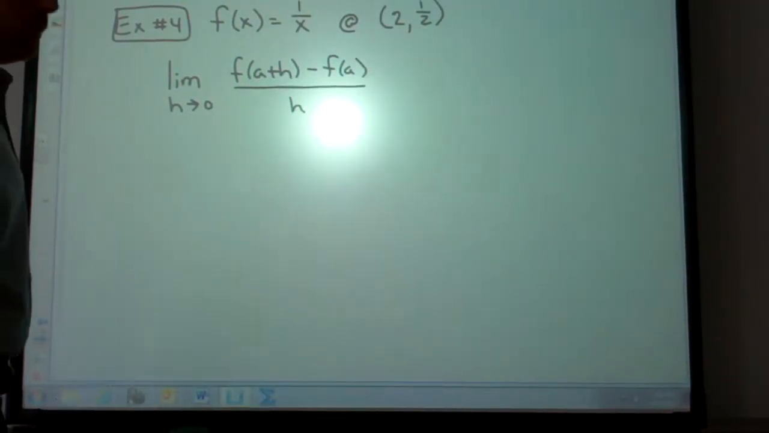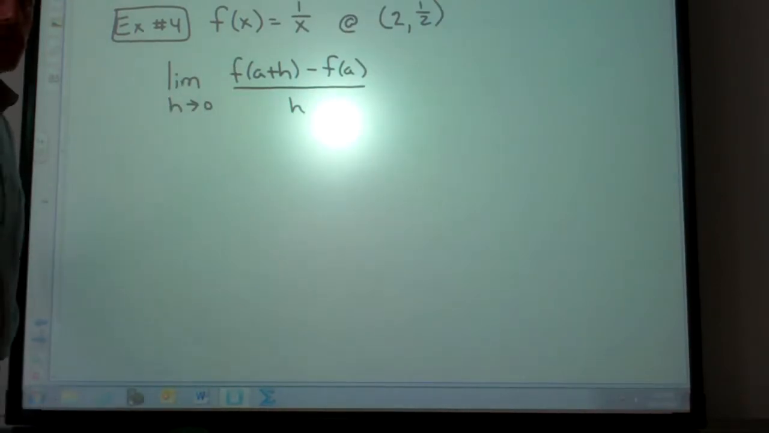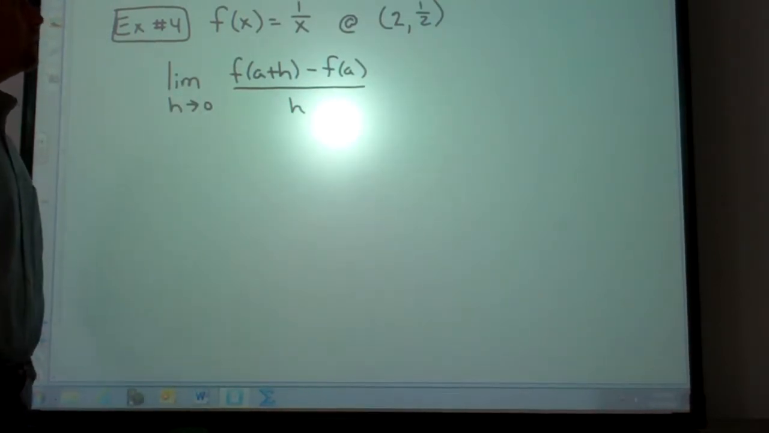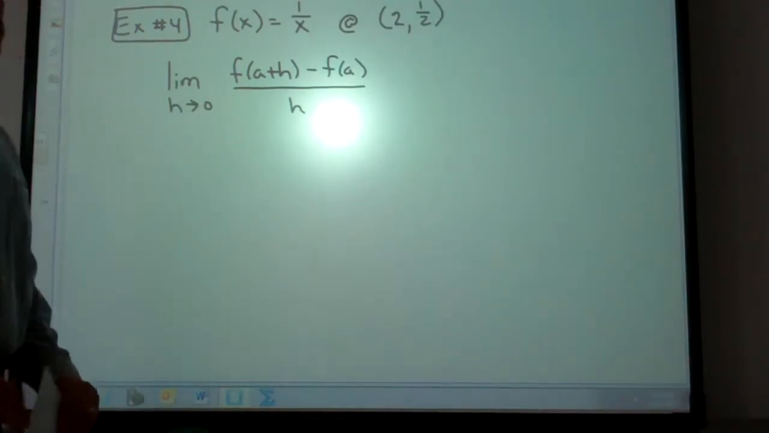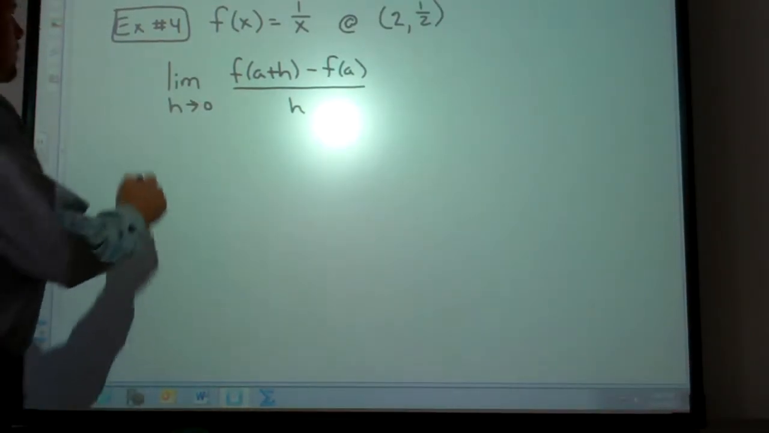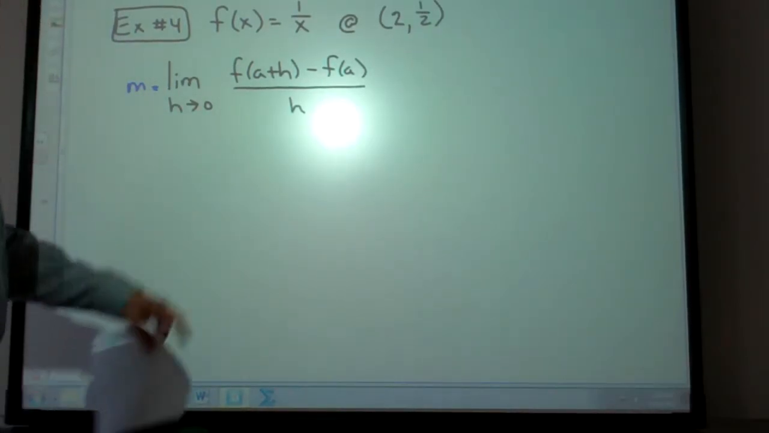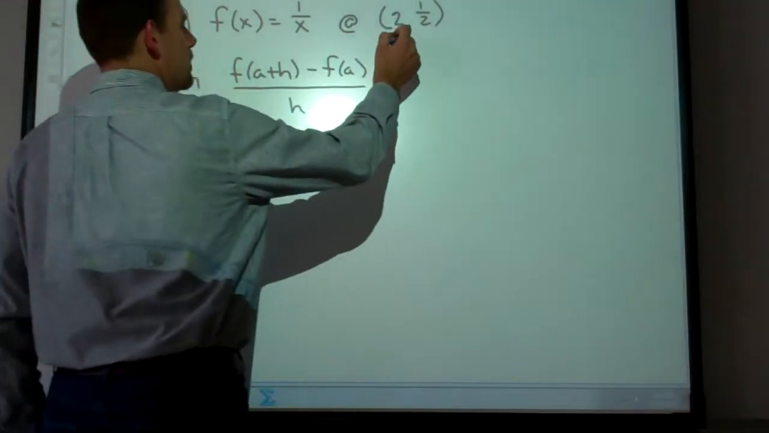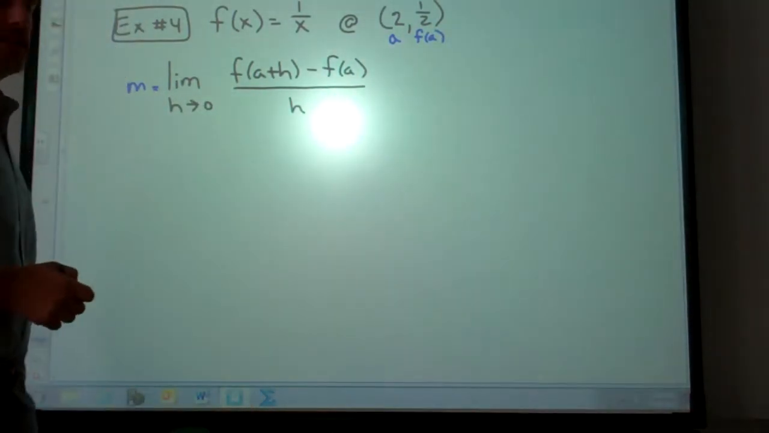All right, example number 4. We'll change the function. We'll make it a rational function, the reciprocal function, 1 over x, at the point (2, 1/2). Again, using the h goes to 0 limit definition for the slope of the tangent line. So again, we know that a takes on the value of 2, and f of a takes on the value of 1/2. So we can make that substitution in.